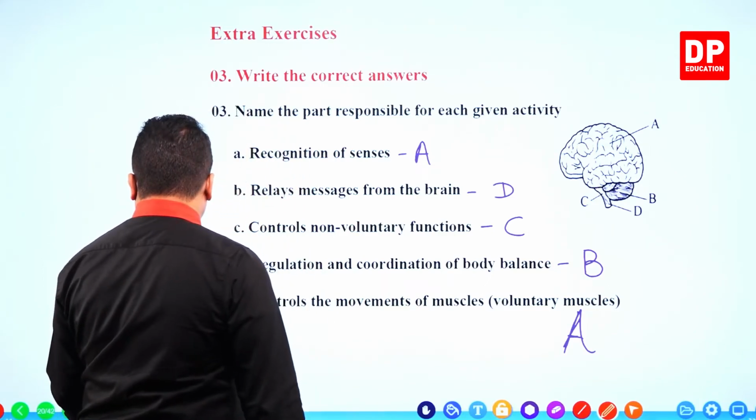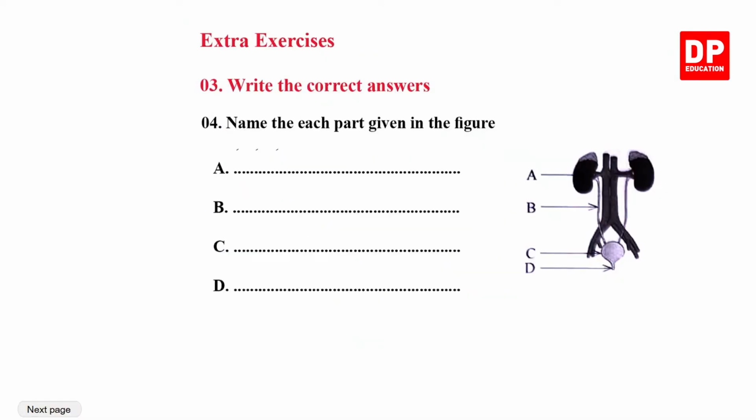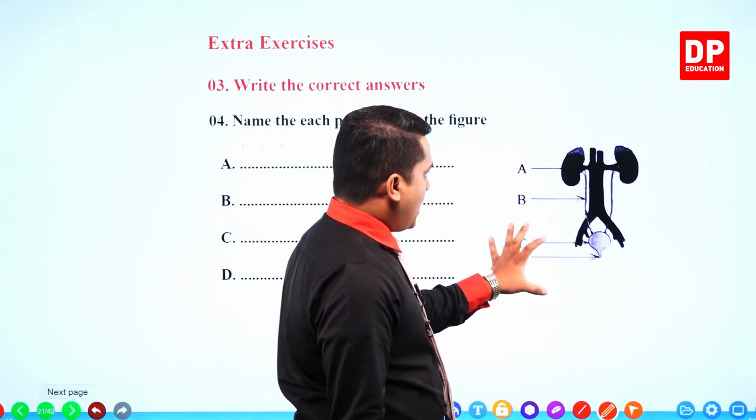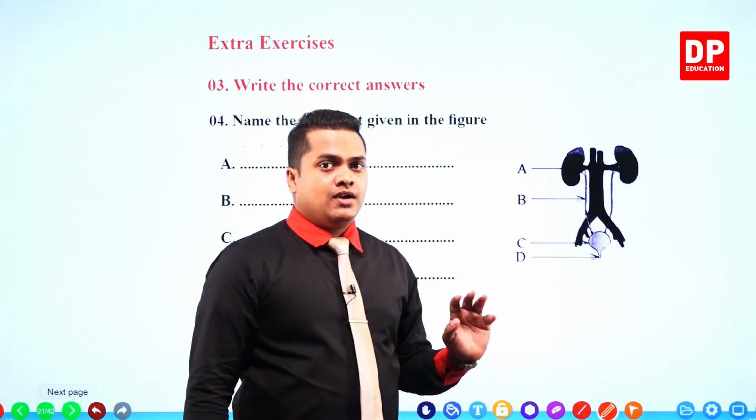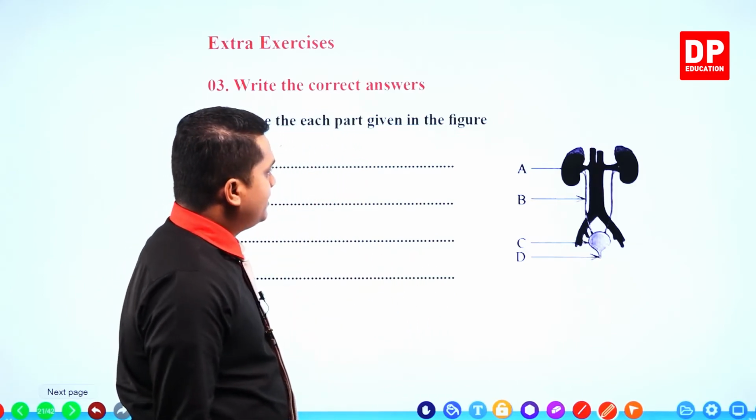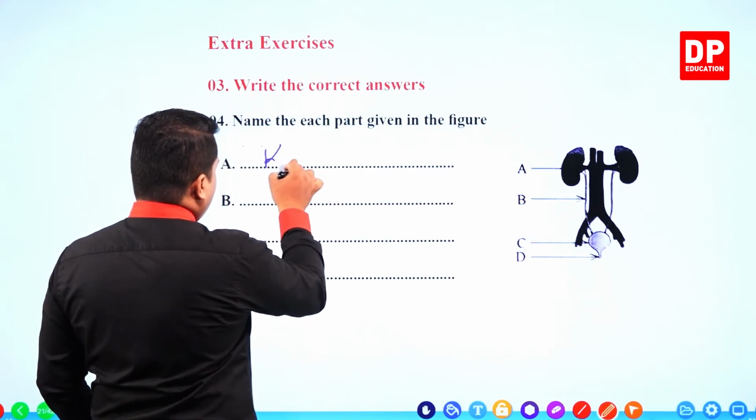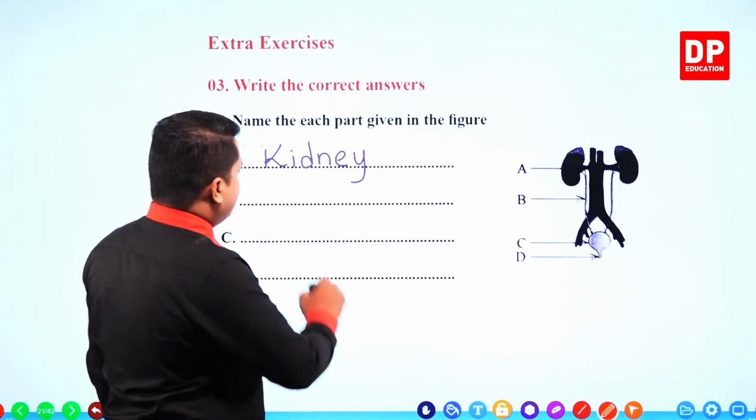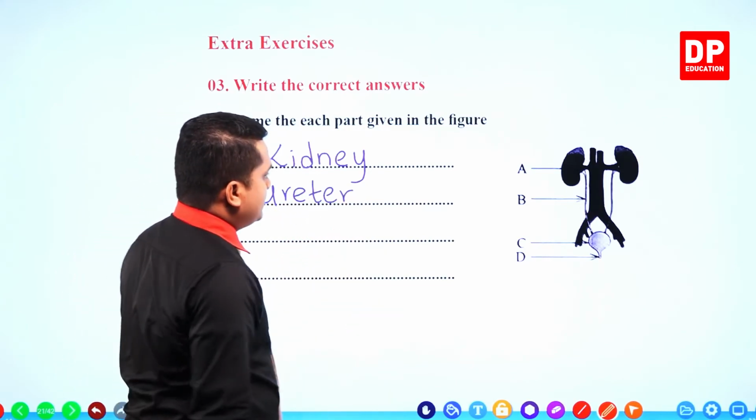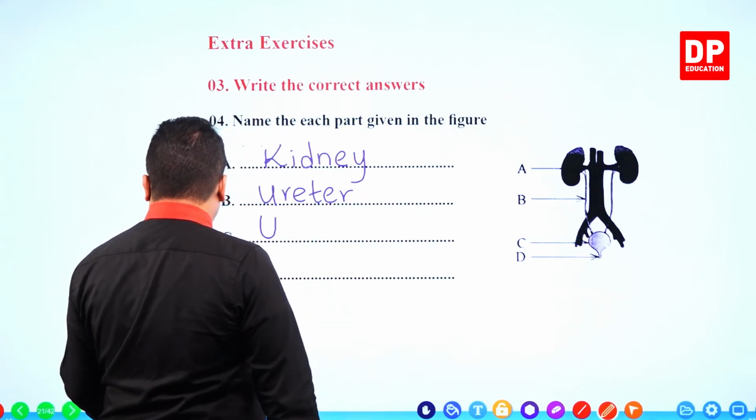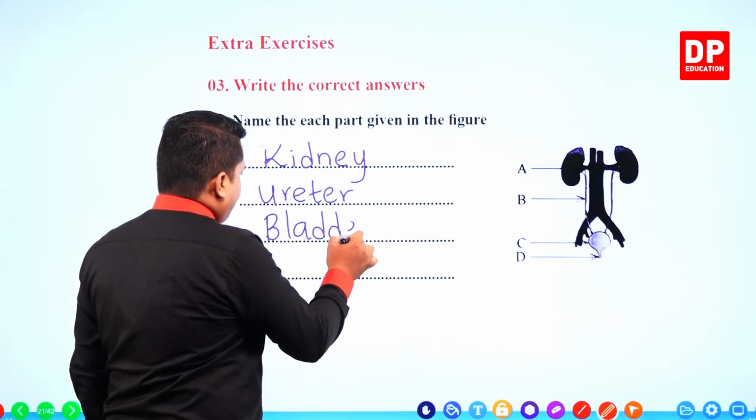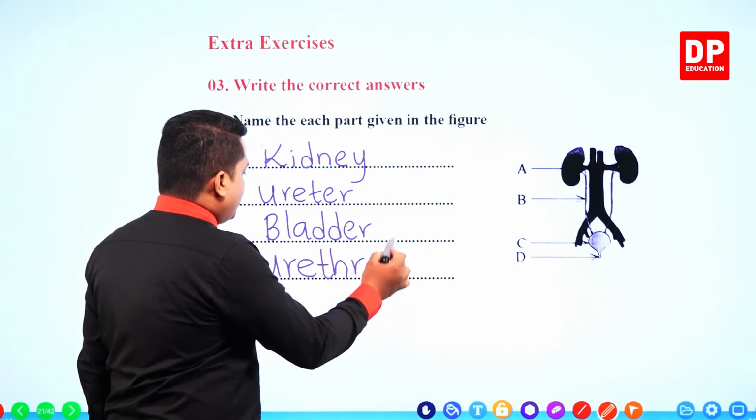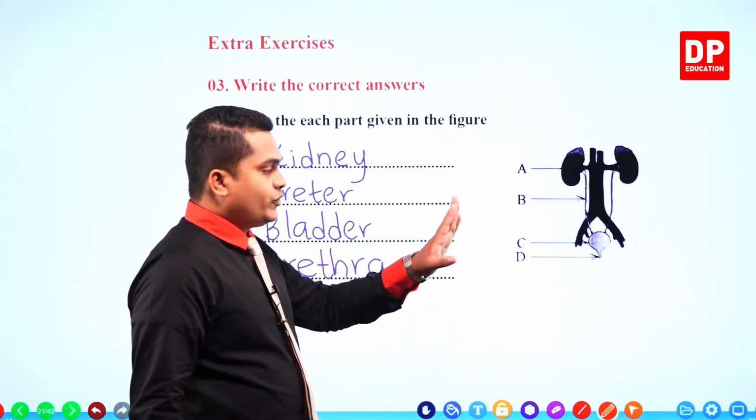So let's move on with the next one. Once again you are given a figure. In this figure you can observe different types of parts, especially these parts reflect the urinary system. So let's name the parts given in the figure first. A, real simple my dear children, A is the kidney, the most important part in the urinary system. B, that is the ureter. C, that is the urinary bladder or else bladder. Then D, finally, you can observe the urethra. So these are the four main important parts contained in the urinary system.